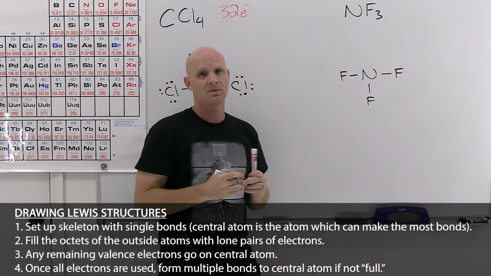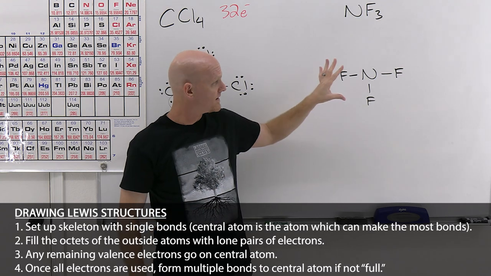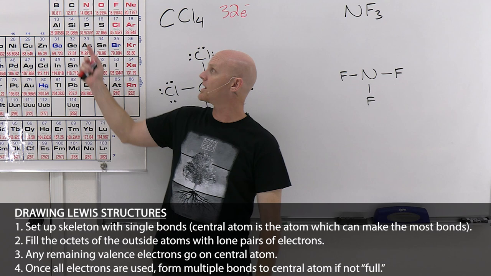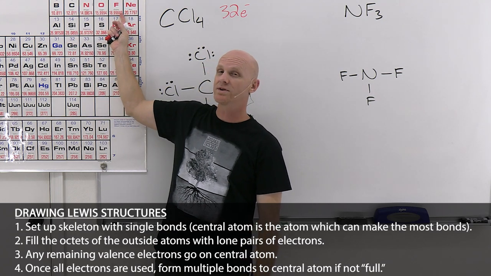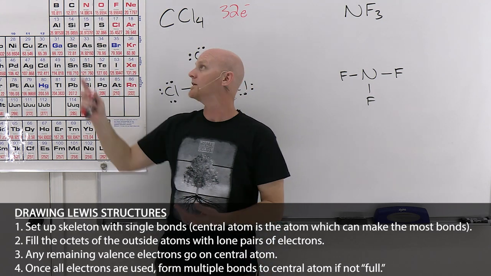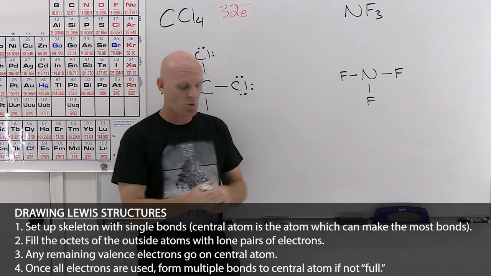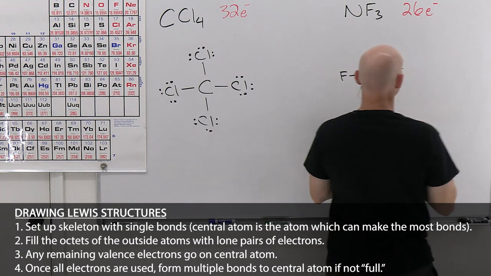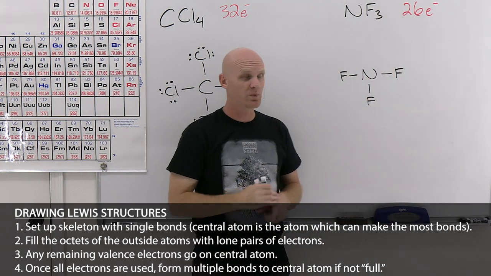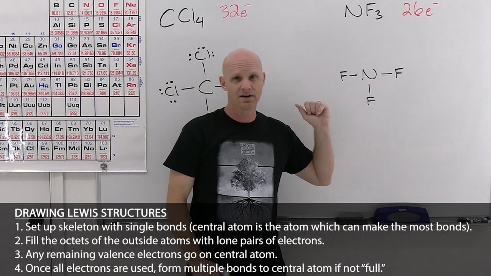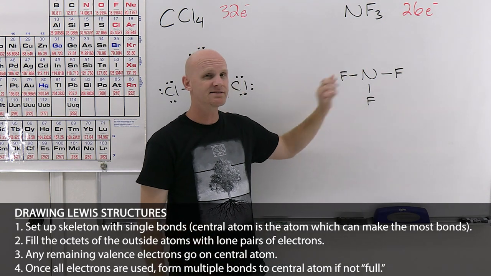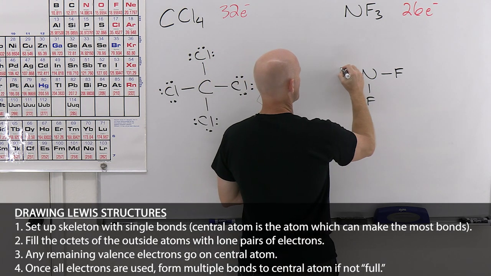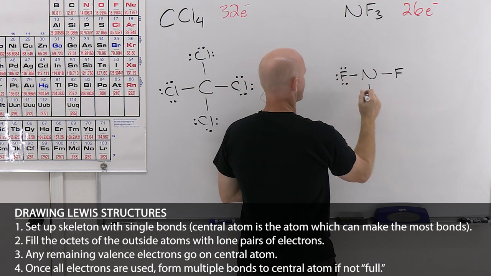All right, so before we get any further into this, let's just add up our valence electrons. Nitrogen, based on where it is on the periodic table, has 5. And then each of the 3 fluorines has 7 each. 7 times 3 is 21, plus the 5 gets us up to 26 valence electrons. All right, so we've got 26 to work with. Notice we've already used 2, 4, 6. Once you've got your skeleton set up, fill up the outside atoms first. So that's what we're going to do. Fill up those fluorines. Again, you will always have enough to fill up your outside atoms.